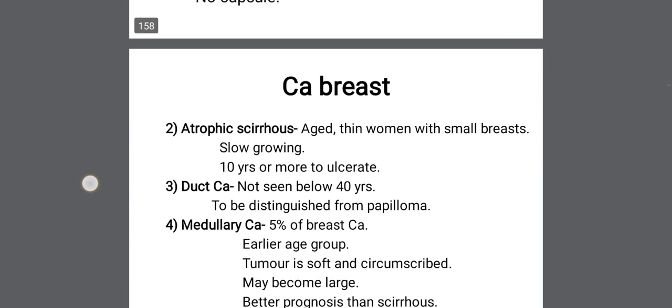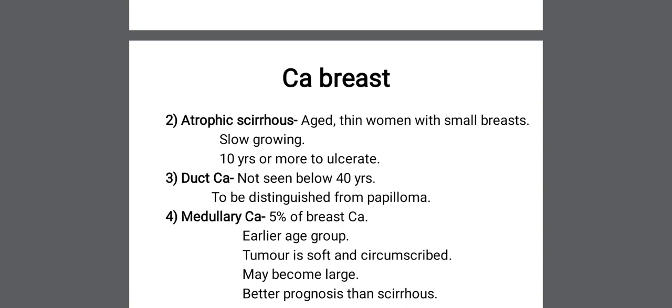The next type is atrophic scirrhous carcinoma. It is also present in aged women, thin women with small breasts. It is a very slow growing carcinoma, and it takes about 10 years or more to ulcerate. So atrophic scirrhous carcinoma occurs in aged thin women who have small breasts. This carcinoma is a very slow growing tumor.